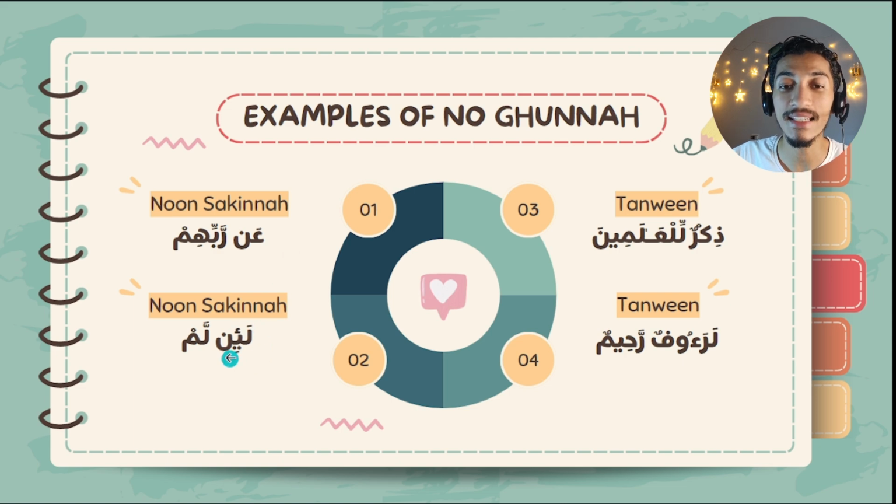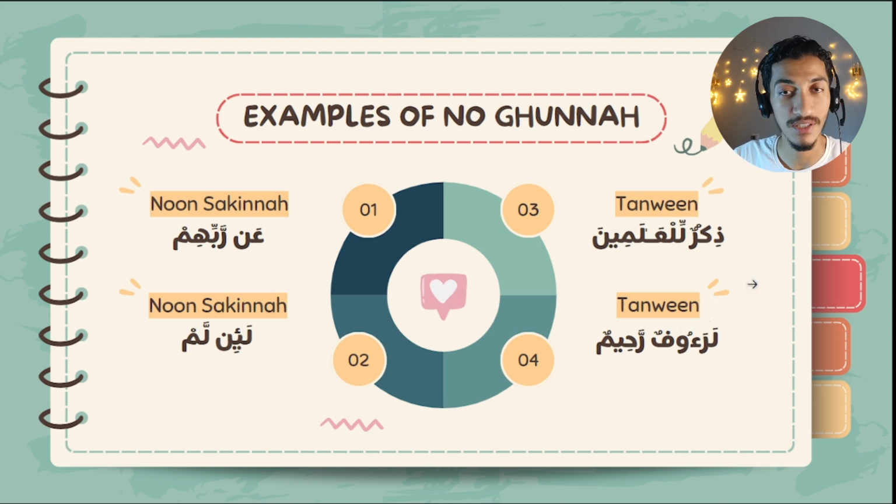Here we have لئن لم. Lam is our Idgham letter and it has no Ghunnah. It came after noon sakina. Here we have to mix between them, discarding the noon and mixing the words. We say لئن لم. Right, لئن لم. There is no noon and it's lam directly. And this example is ذكر للعالمين. Instead of ذكر, this noon sound of tanween will be erased and we will mix them, with no time, no Ghunnah. ذكر للعالمين. And here لرؤوف رحيم. I hope it's clear for you now.